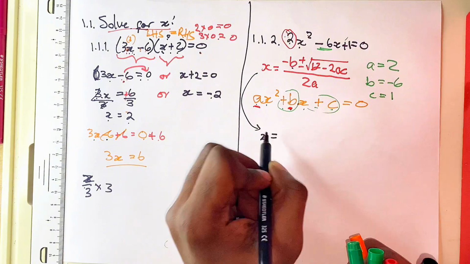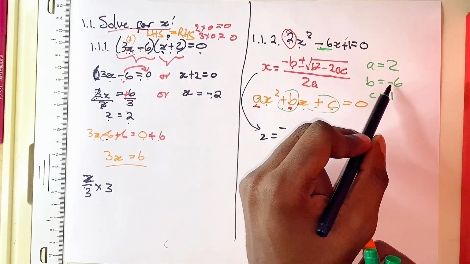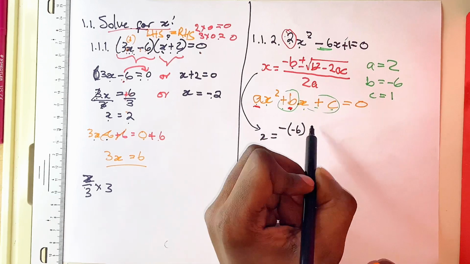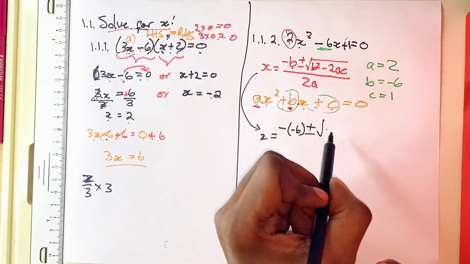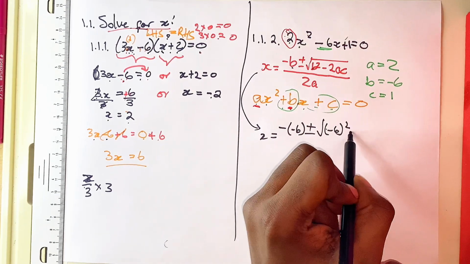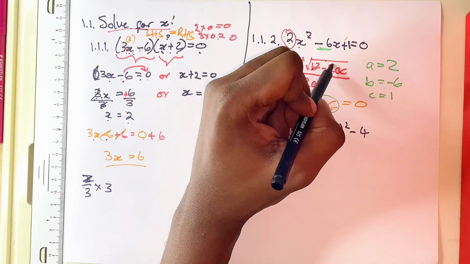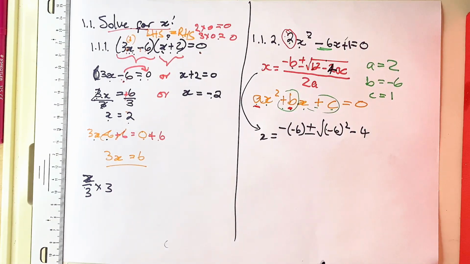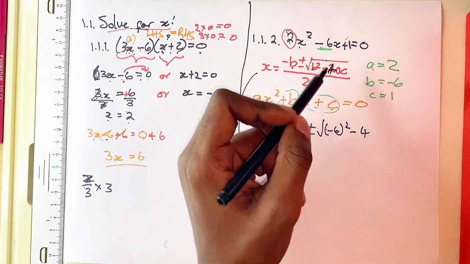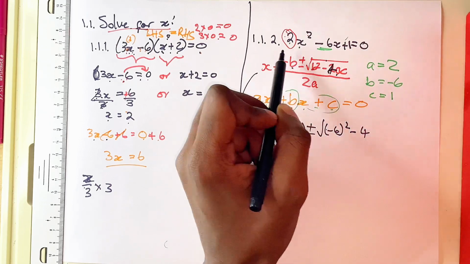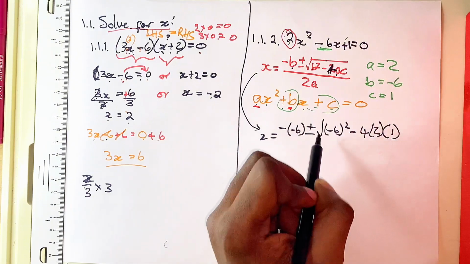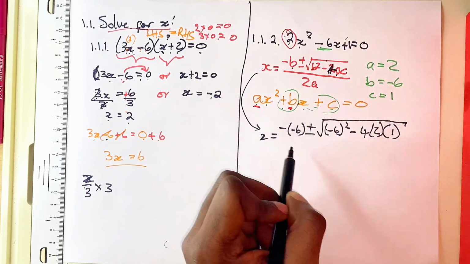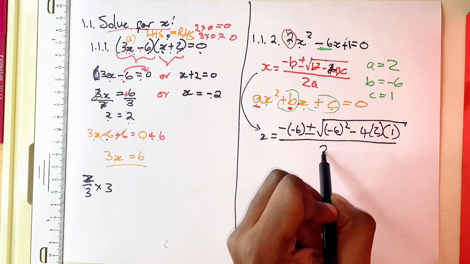We say x is equal to minus b, and we found out that our b is minus 6, plus or minus the root of b squared. Our b is minus 6 squared minus 4. This is 4, not 2. Sorry for making that mistake. This is 4 and not 2. So minus 4 into a. Our a is 2. Our c is 1. And they are all under the square root, and it is all divided by 2a.